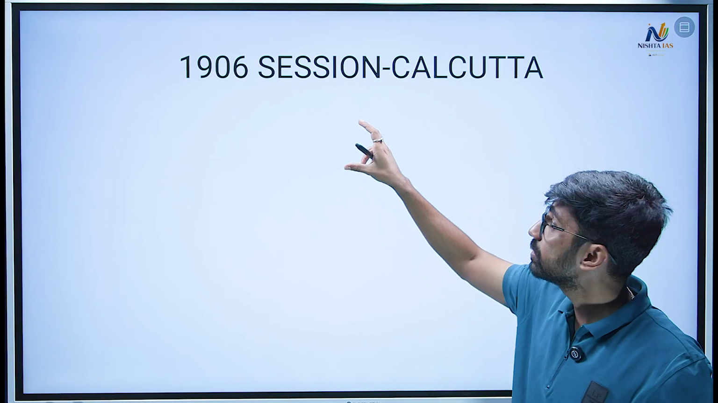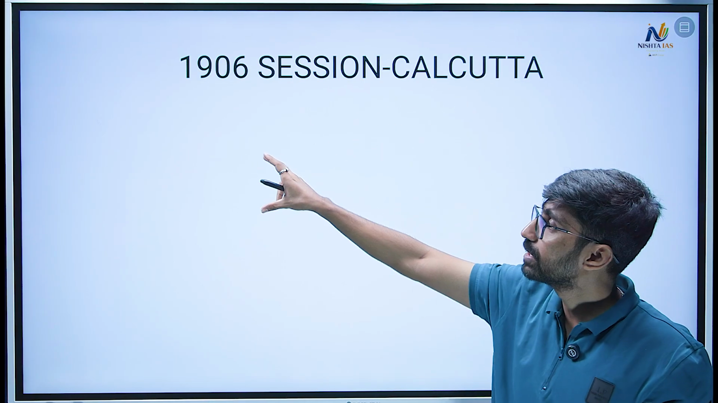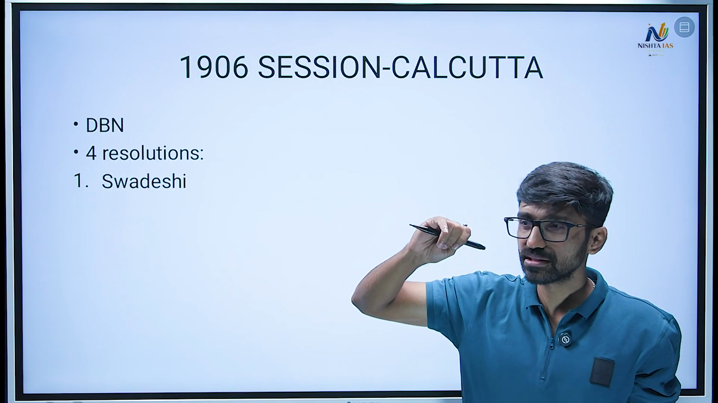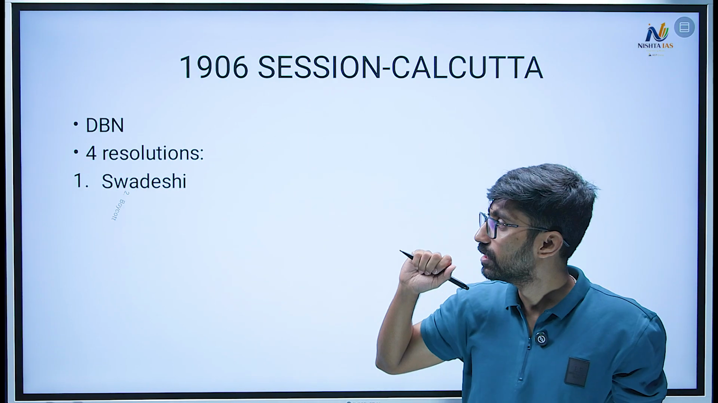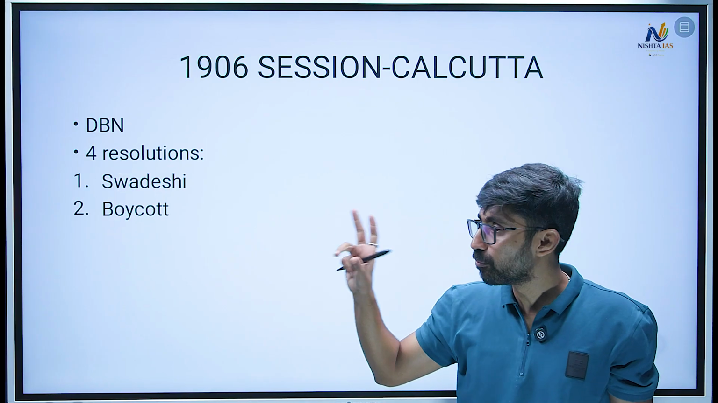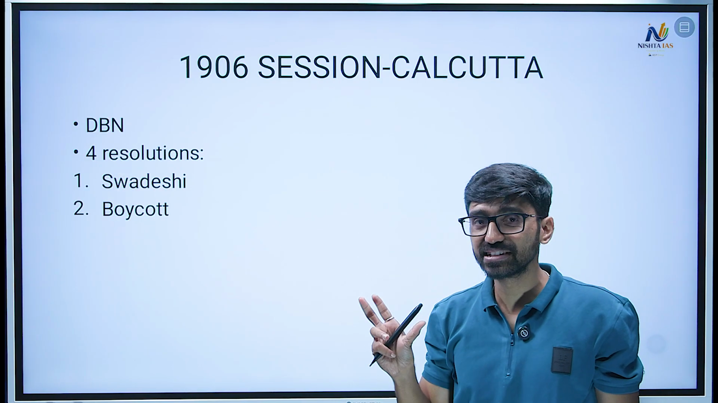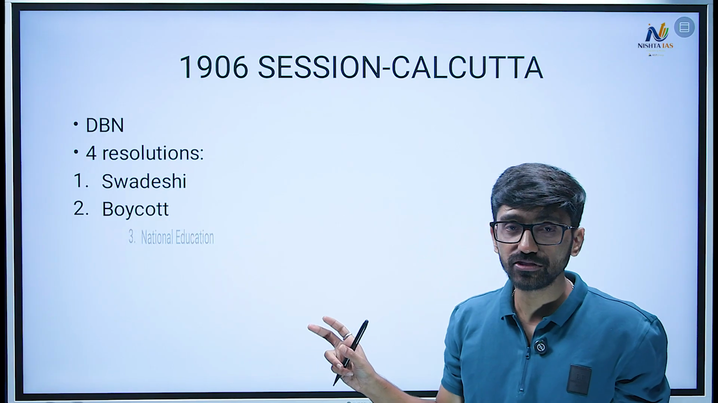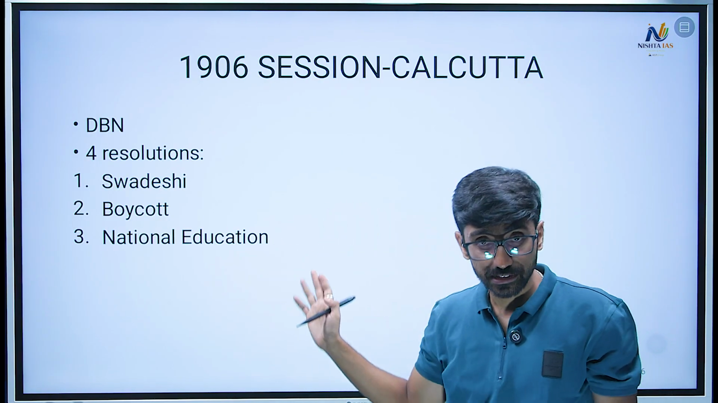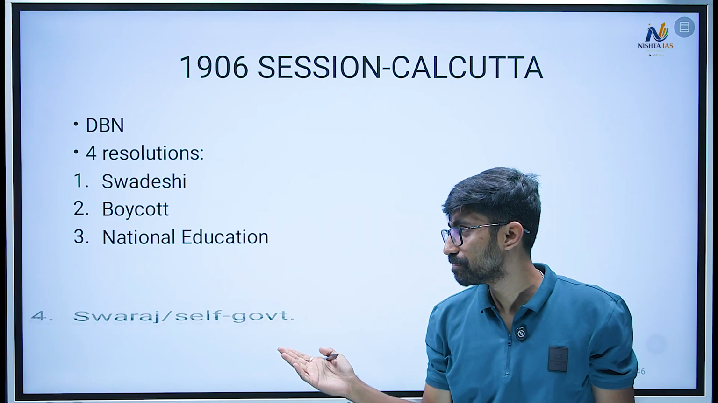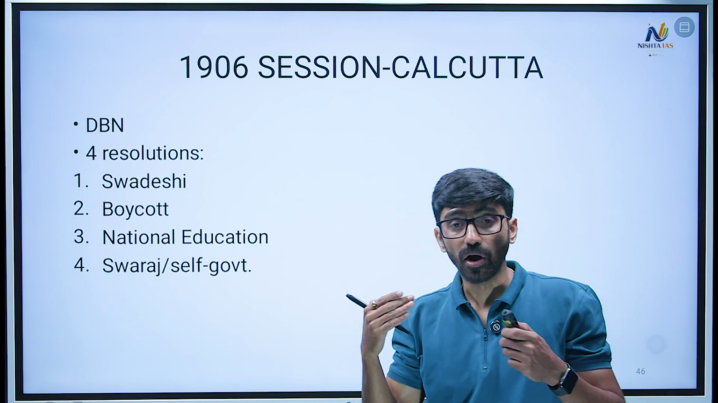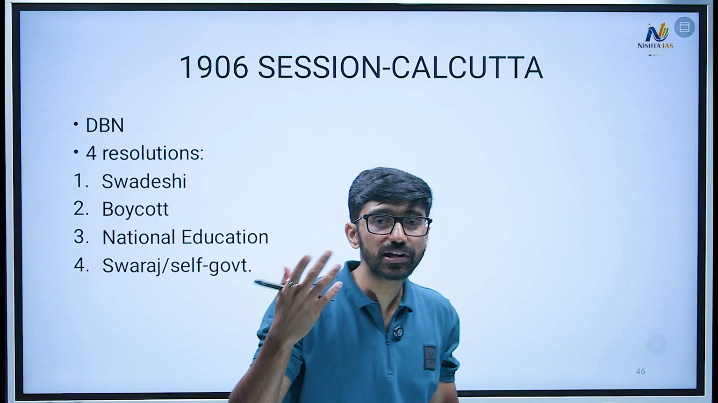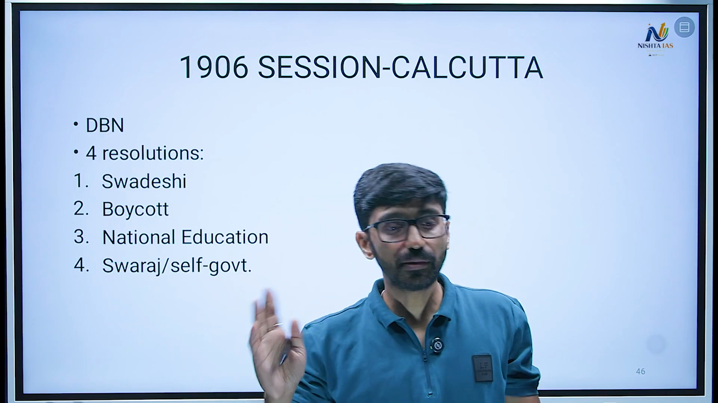Now the 1906 session, the Calcutta session, with Dadabhai Naoroji as president. Four resolutions were passed where moderates and extremists agreed. Swadeshi: yes, we agree. Boycott, but the interpretation is different: boycott only goods for moderates, boycott everything for extremists. National education. Then Swaraj or self-government: for moderates, Swaraj is within the British Empire, for extremists, Swaraj is outside the British Empire. That is again an interpretation problem.